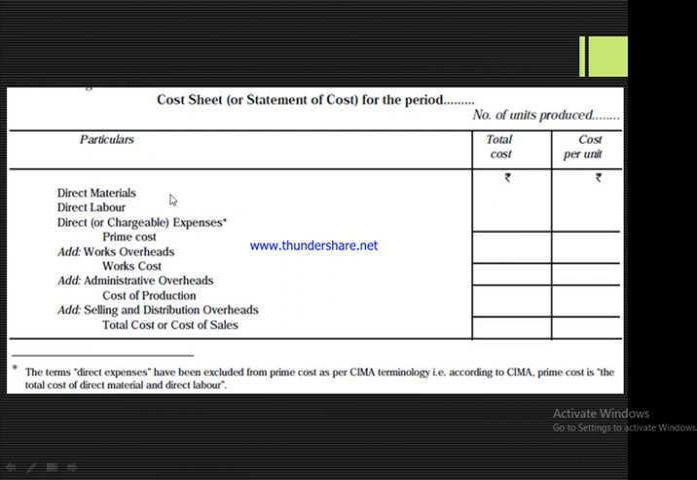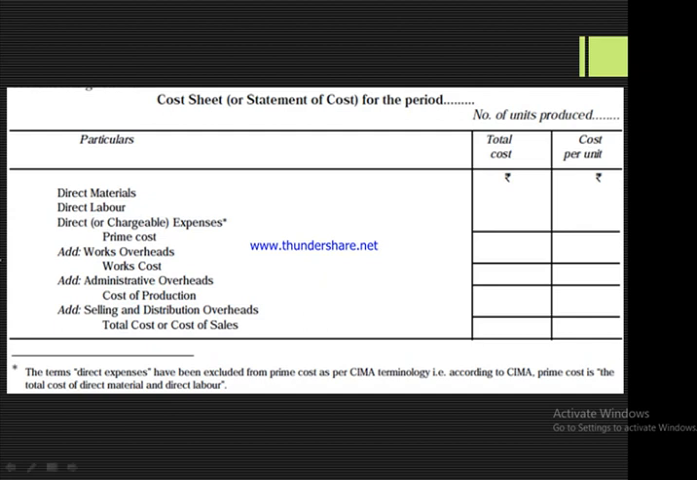Initially, in the prime cost segment we used to have direct materials, direct labor and direct expenses, but later on, direct expenses are going to be a part of what is known as the factory overheads. In that particular segment only we are going to look into this one. But for theoretical learning we still continue with including these direct expenses under the head prime cost.